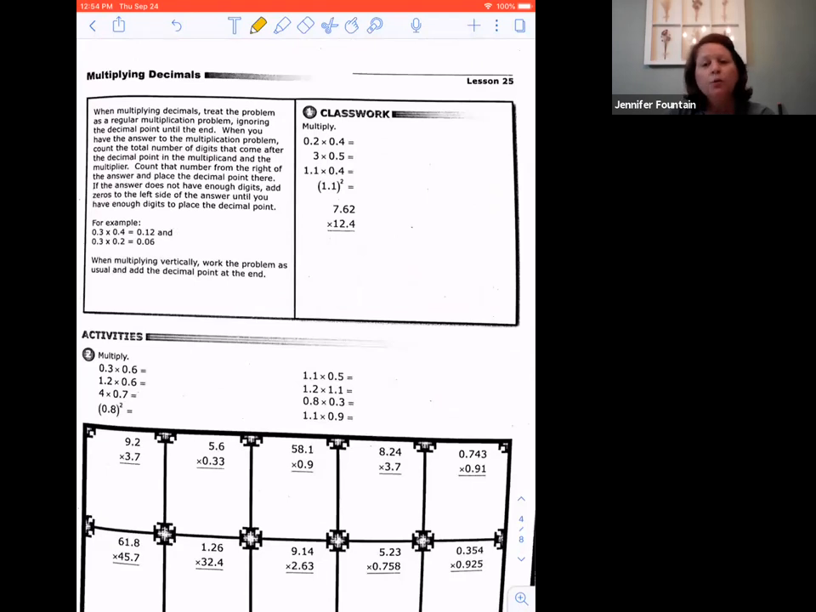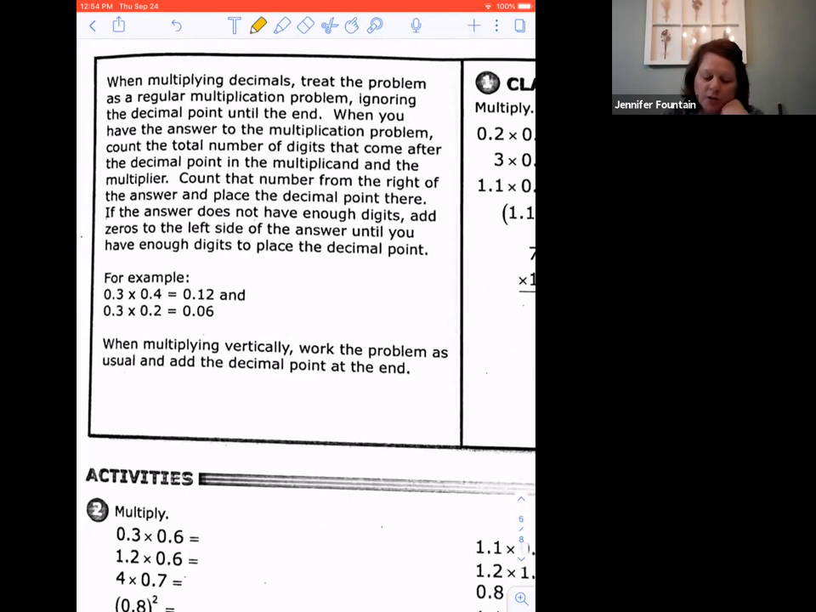Okay. So when I'm multiplying decimals, it says to treat the problem as a regular multiplication problem, ignoring the decimal until the end. So when I'm multiplying, I don't have to worry about dealing with my decimal until I get to my final answer. Okay. When you have the answer to the multiplication problem, count the total number of digits that come after the decimal point in the... why can I not say that?